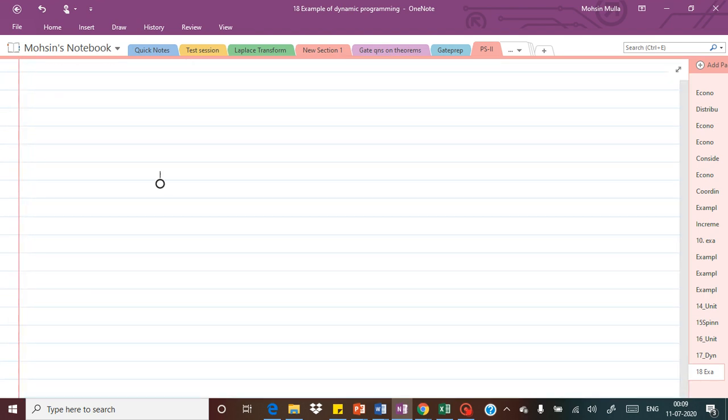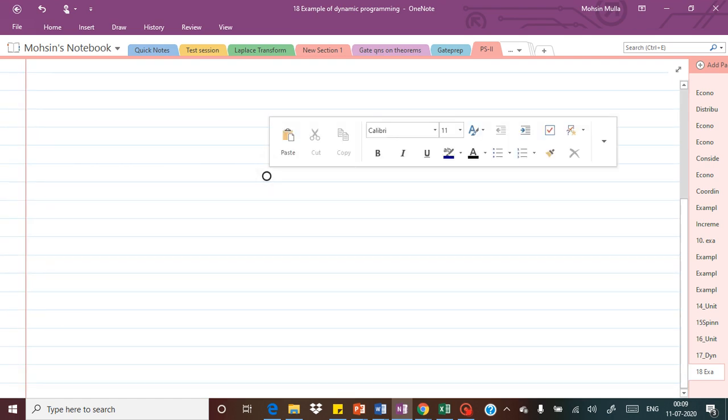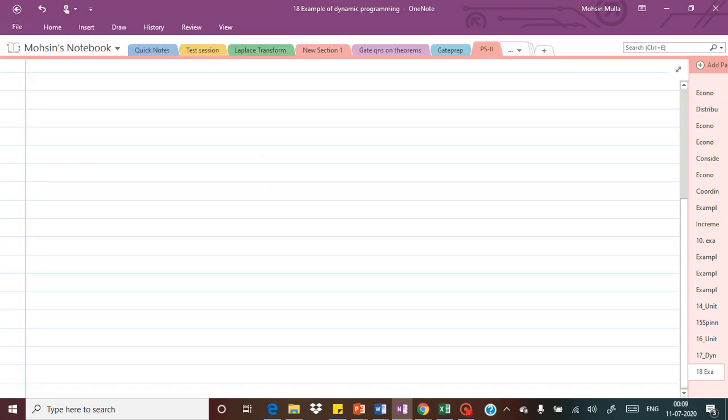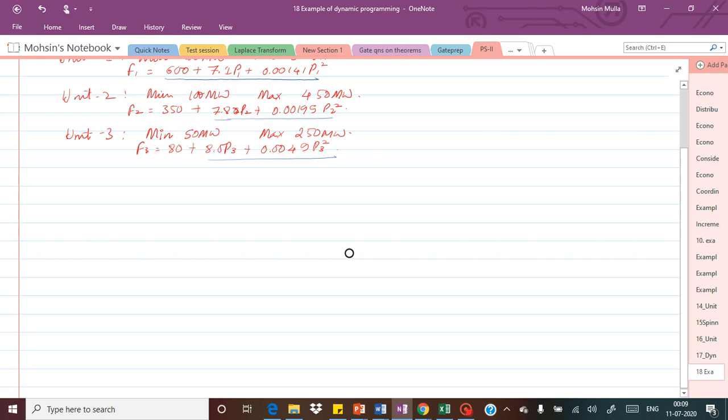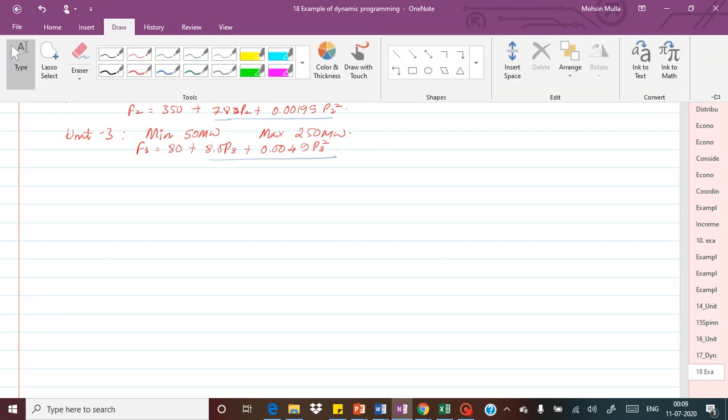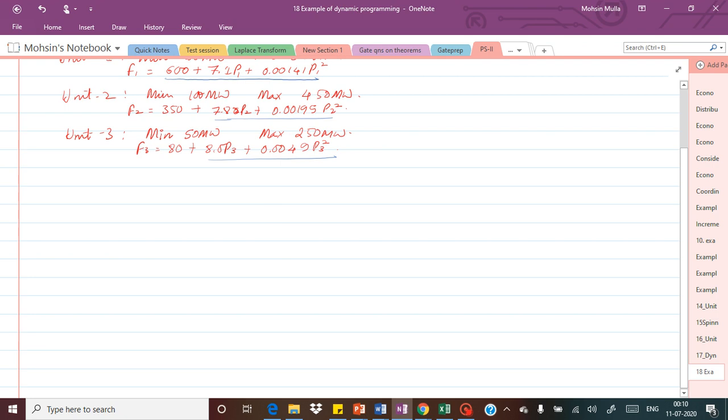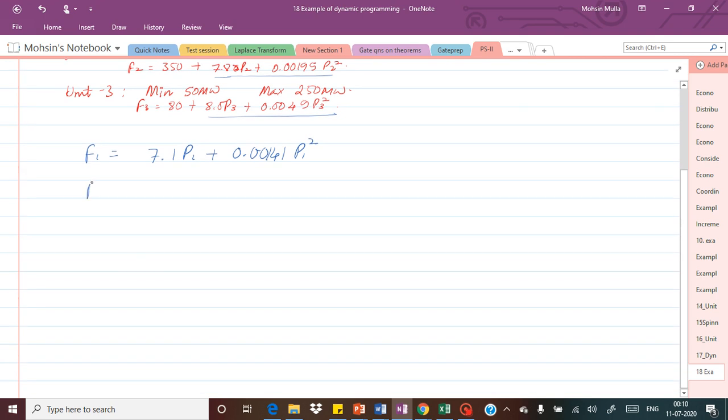f1 equals 7.1 p1 plus 0.00141 p1 square, and f2 equals 7.8 p2 plus 0.00195 p2 square.